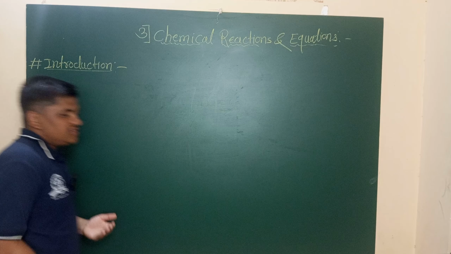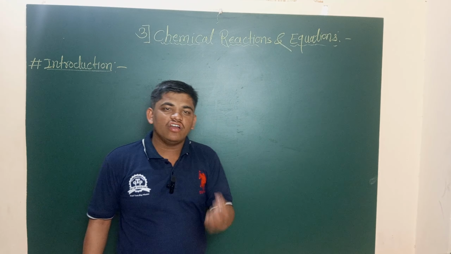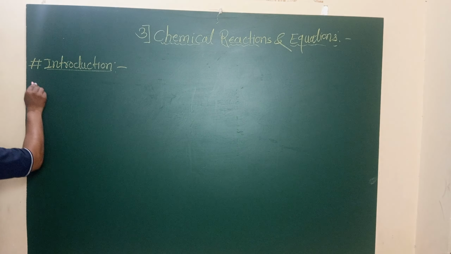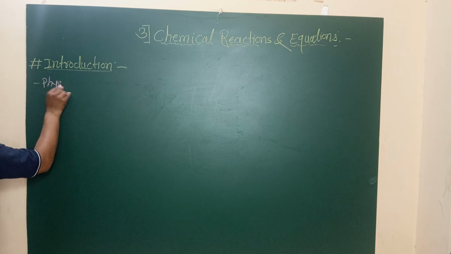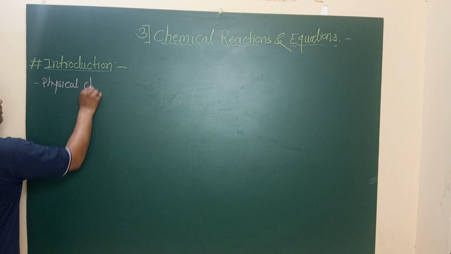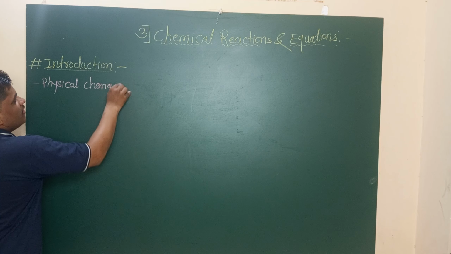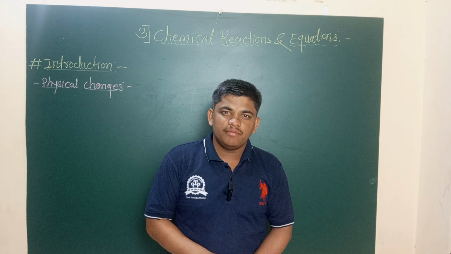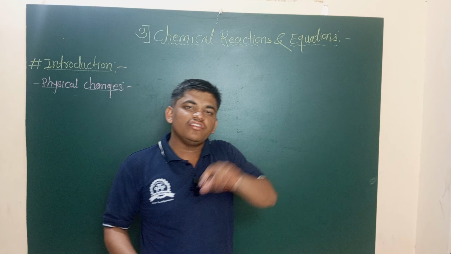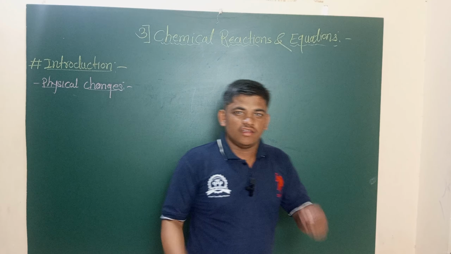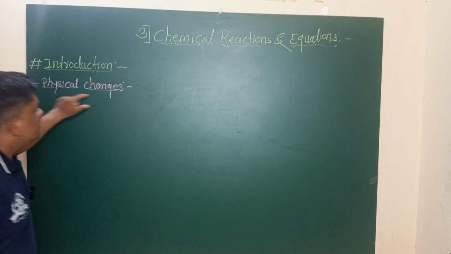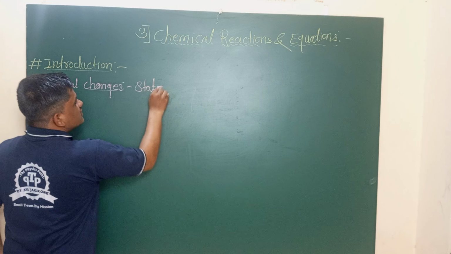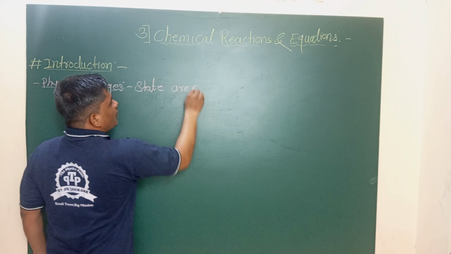When chemical reactions happen, two kinds of changes occur. These two changes are physical changes and chemical changes. First one is physical changes. When ice melts, the ice, which is in a solid state, converts into the liquid state as water. This phenomenon occurs in physical changes. That means in physical changes, the states of matter change.